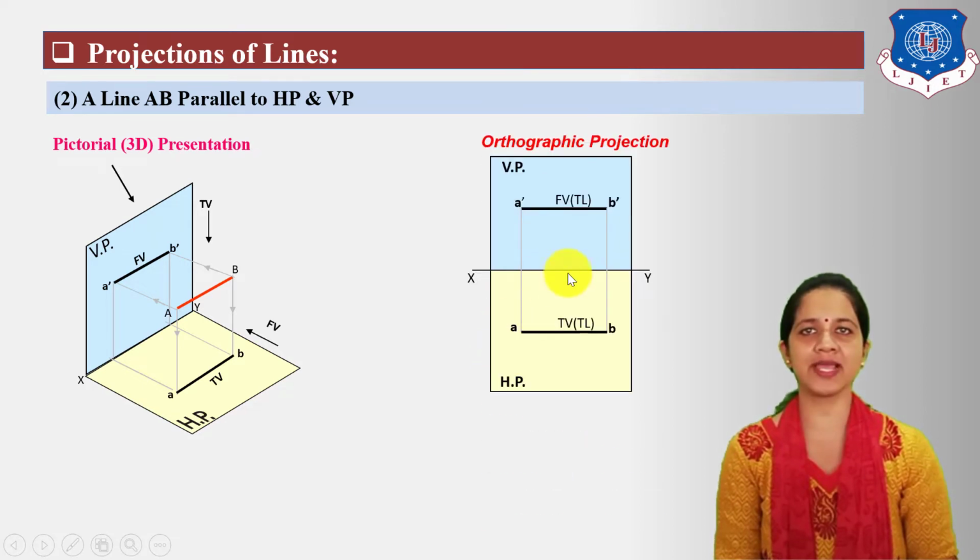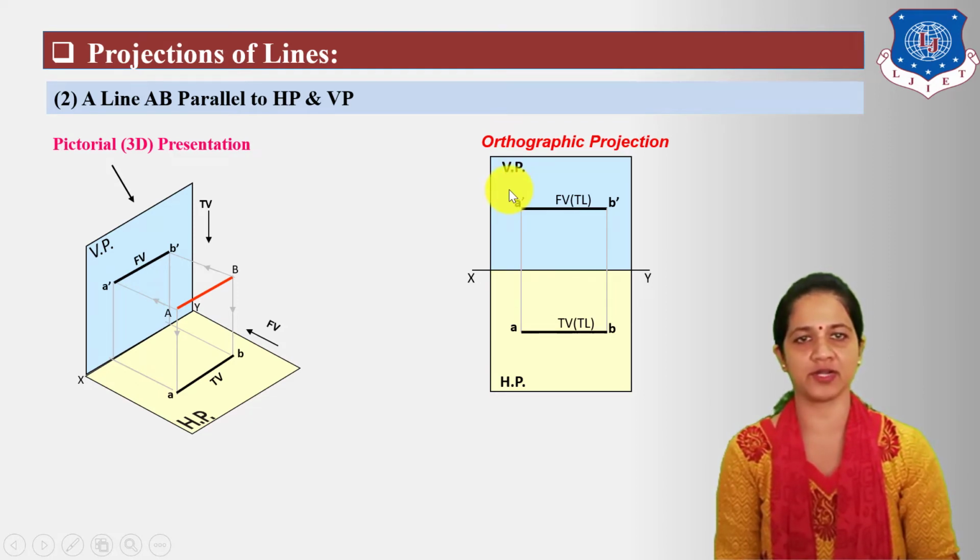So here you can see the orthographic projection of given line AB after rotation of horizontal plane. Here the position of HP is below XY and the position of VP is above XY because we are using the first quadrant here.